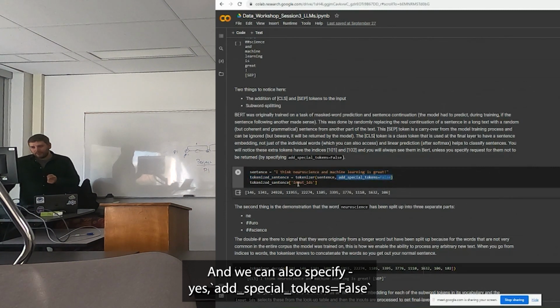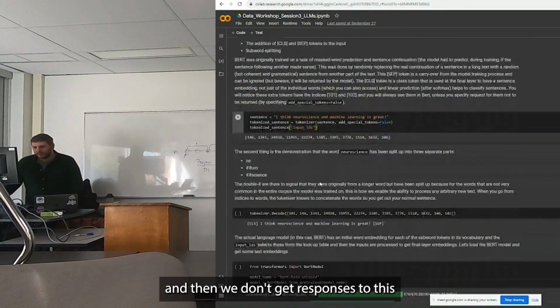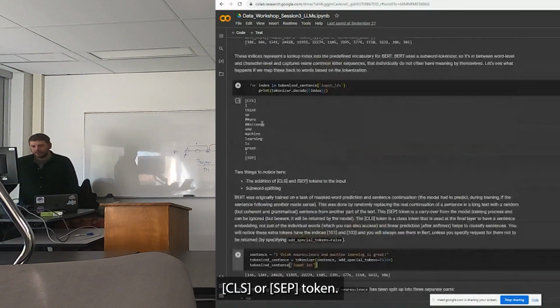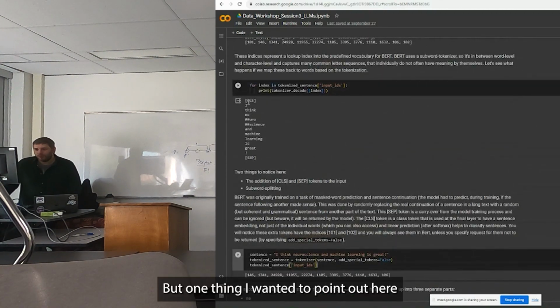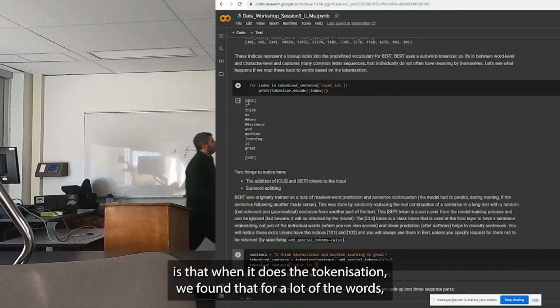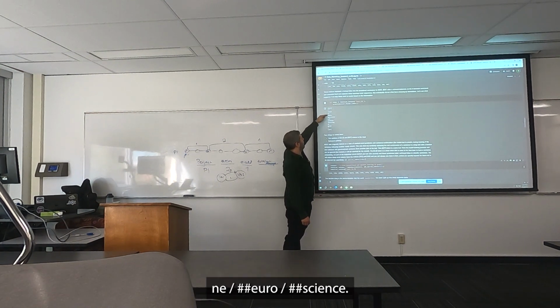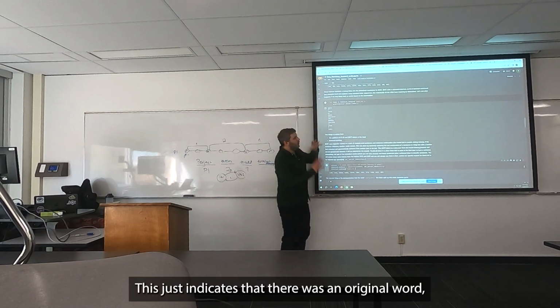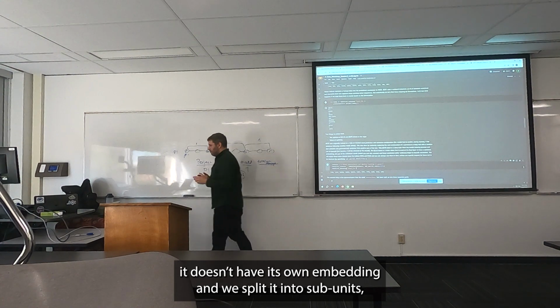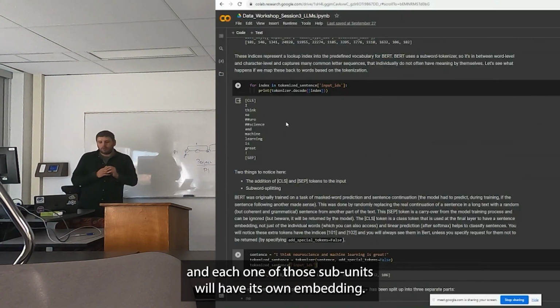We can also specify add_special_tokens=False, which means that we don't get the CLS token or the separator token in the response. But one thing I wanted to point out is that when it does the tokenization, for a lot of the words it's just selecting the word itself, except "neuroscience", which is split into "neuro" and then a hash sign. This indicates that there was an original word that doesn't have its own embedding, so we split it into these subunits, and each one of those subunits will have its own embedding.